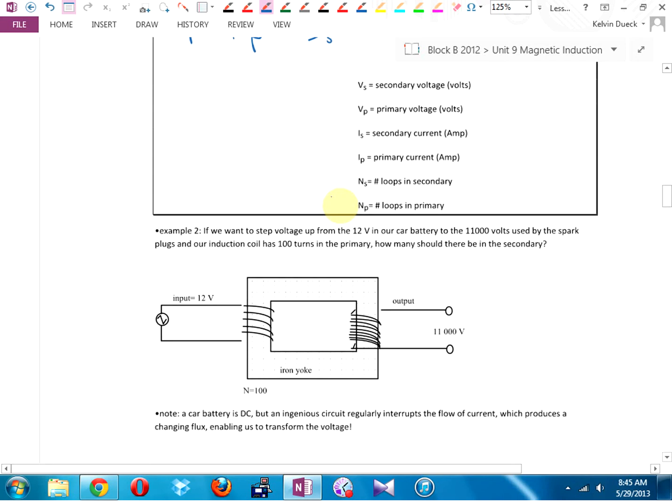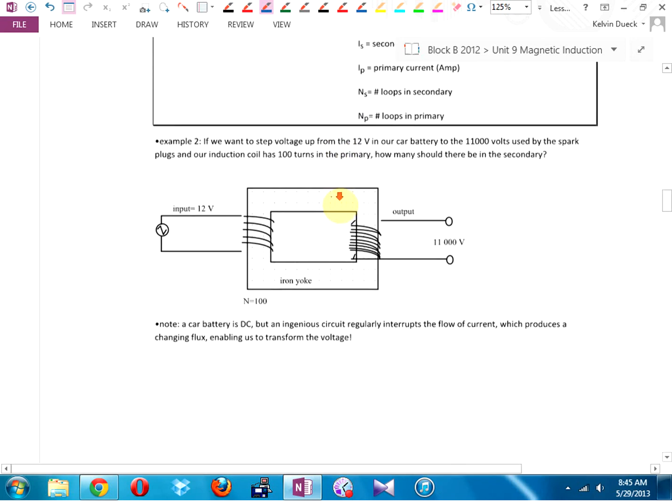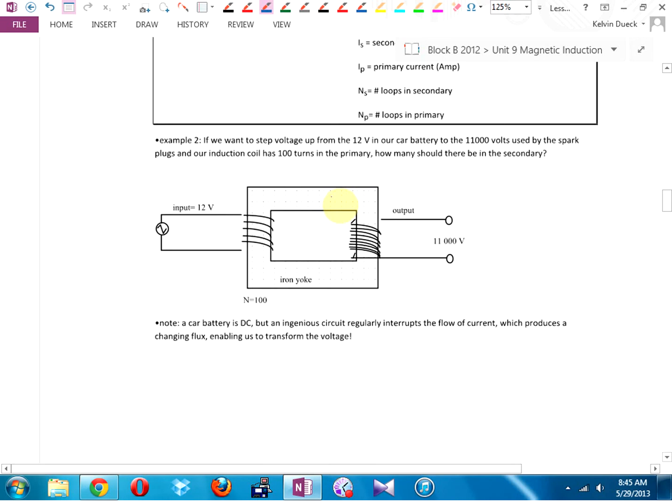Example 2. If we want to step up the voltage from the 12 volts in our car battery to the 11,000 volts used by a spark plug, and our induction coil has 100 turns in the primary, how many would there be in the secondary? What are they asking us to find? I think the number of coils, number of turns. What are they giving us? Source voltage, primary voltage and secondary voltage.